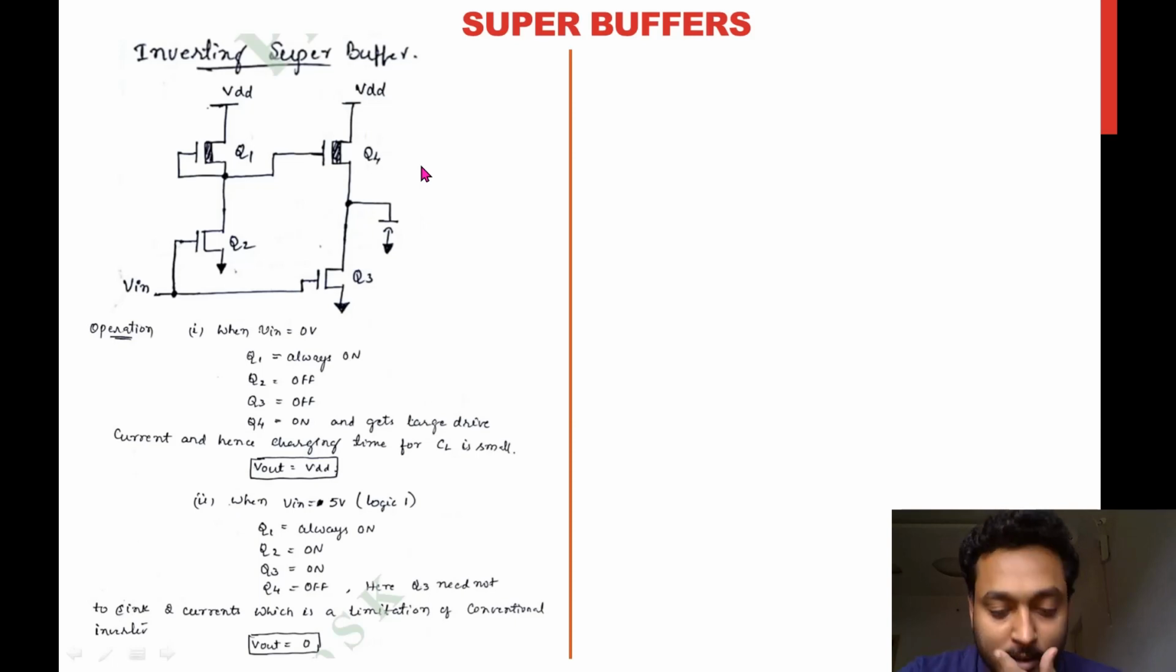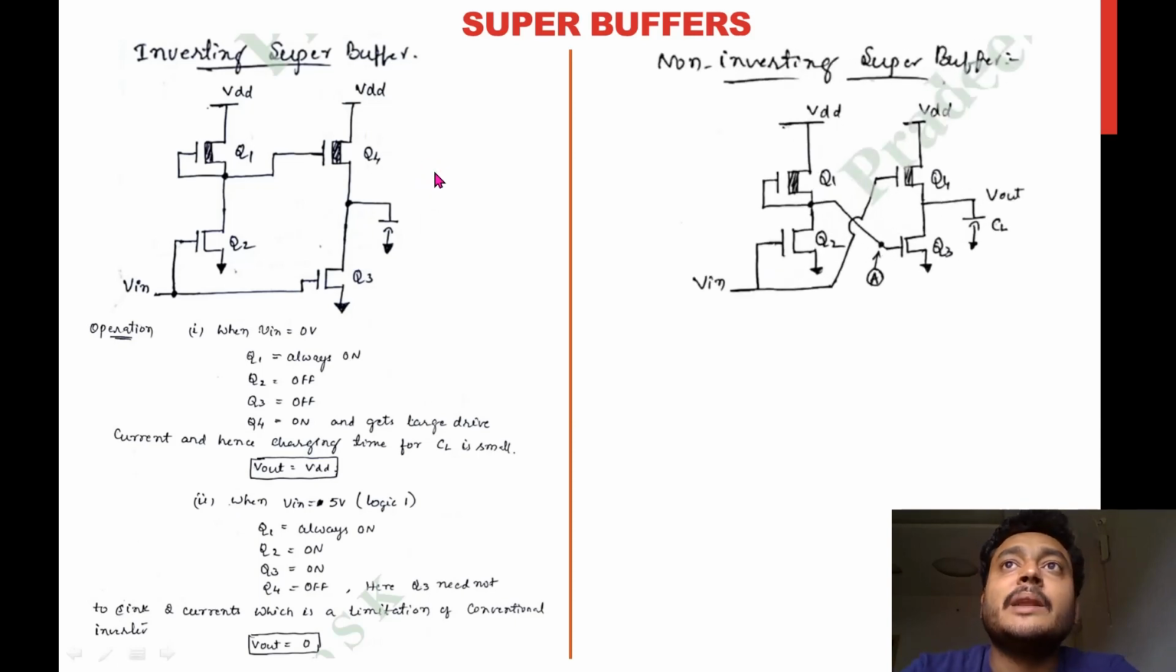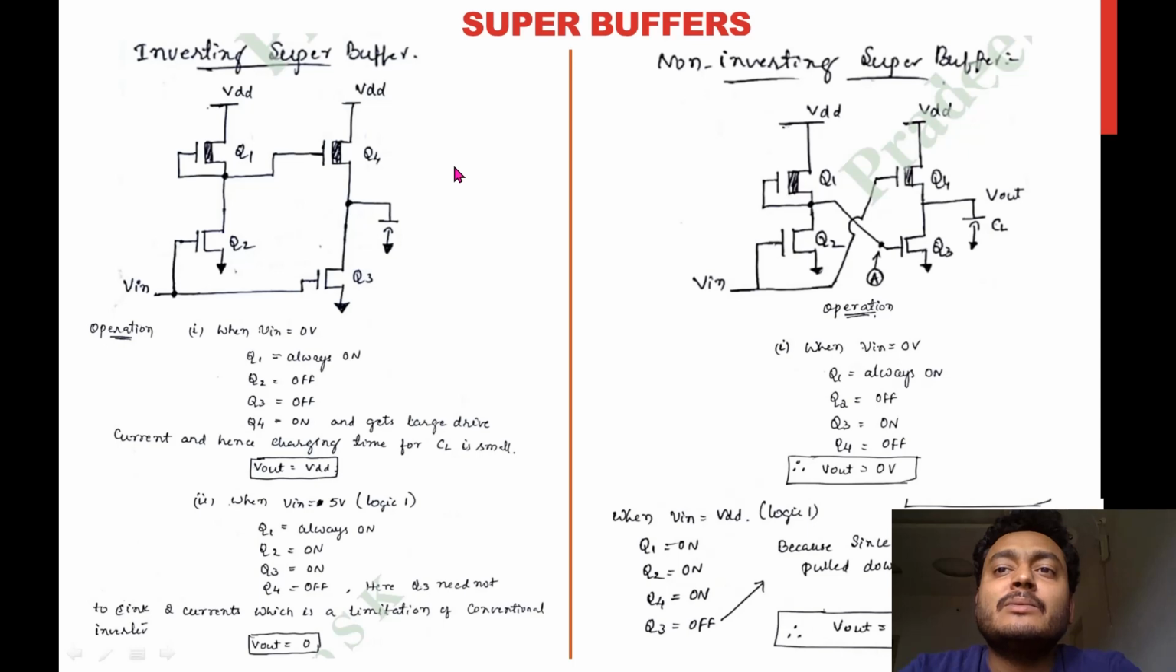Similarly, we have the non-inverting super buffer, very similar to this; you can just check it out and analyze the circuit. The circuit is very simple. You take this main and connect it to this one, and you take the output of Q1 to give to Q3. The same thing. In this case, Q1 is always on. When the input is 0, Q2 is off, and Q4 is off.